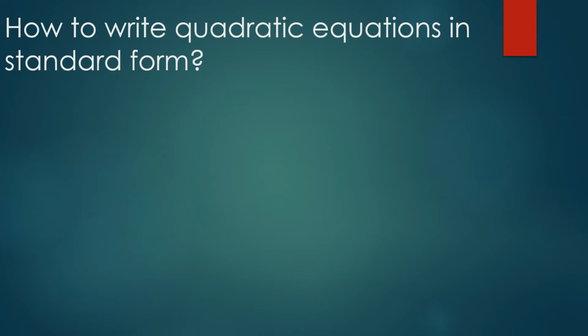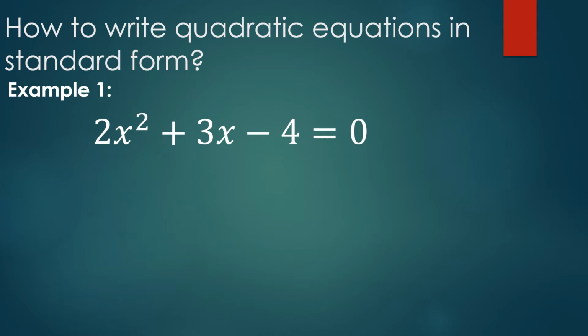Let us have another example on how to write quadratic equations into standard form. Example, 2x squared plus 3x minus 4 is equal to 0. Always remember that in writing a quadratic equation into standard form, we have to follow the form ax squared plus bx plus c is equal to 0. Meaning to say, you have to make the right side of the equation equal to 0.